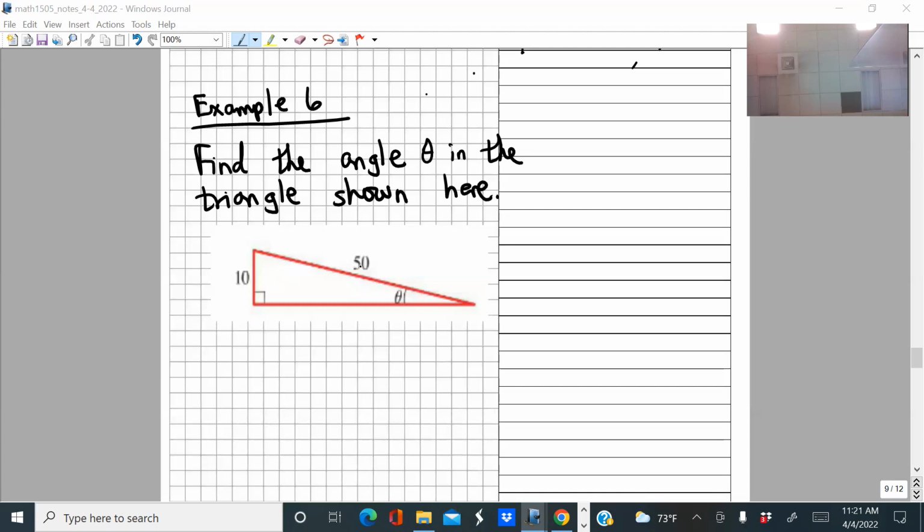Or you could use the cosecant if you wanted to, because that also involves the opposite and the hypotenuse. But more likely you're going to use sine, right? So let's write down that equation. We would have sine of theta is equal to, well, what's it equal to in this triangle? 10 over 50, right? Which I guess we can reduce to 1/5 if we want to.